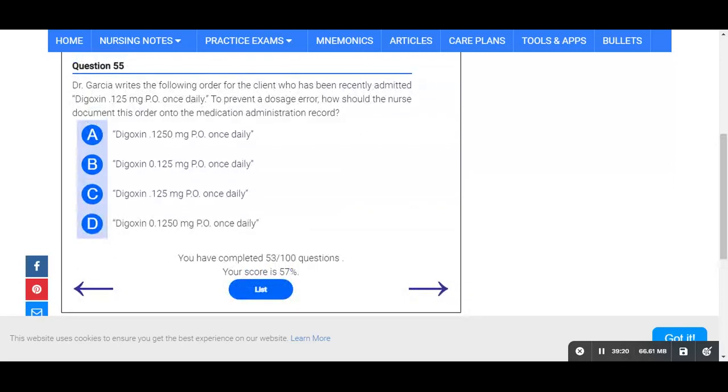Now we're talking about digoxin. Dr. Garcia writes the following order for the client recently admitted: digoxin 125 milligrams PO once daily. To prevent dosage error, how should the nurse document this order onto the medication administration record? Okay, digoxin. Okay, we're talking about 0.125 milligrams PO once daily. What's the difference? Okay, this one.